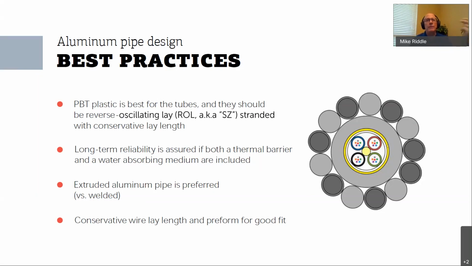Now, we talked about with the stainless steel tube using eddy current technology, but that's a ferromagnetic process, so that doesn't work with aluminum. Extrusion ensures that you get a perfect tube. Again, conservative wavelength and preform for a good fit.